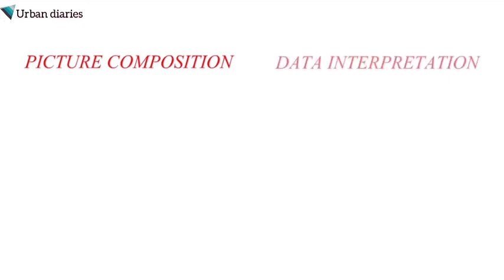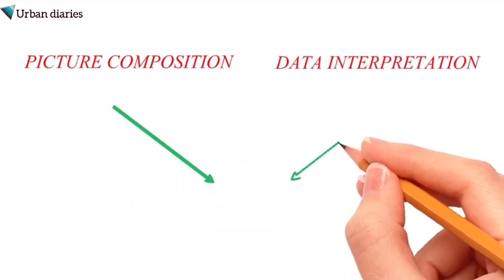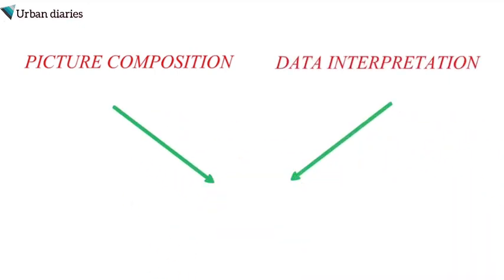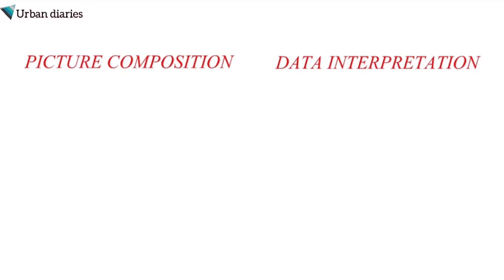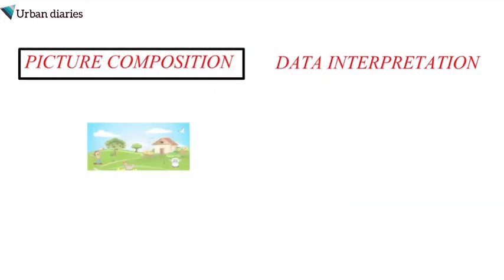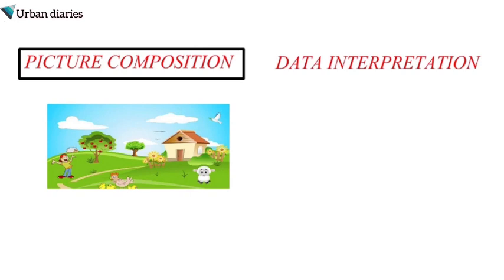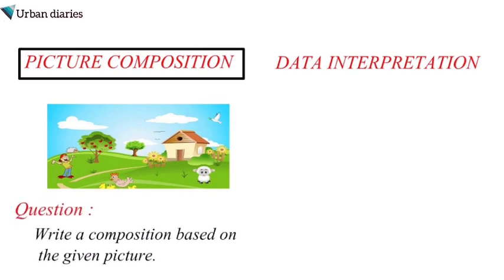Let me try another way. Most of you must have done exercises on picture composition and data interpretation. Now if you join both of them, picture composition and data interpretation, you will get analytical paragraph writing. As I said, most of you already know about it. If not, a picture composition looks like this, where you are given a picture and you have to write a composition based on that picture.